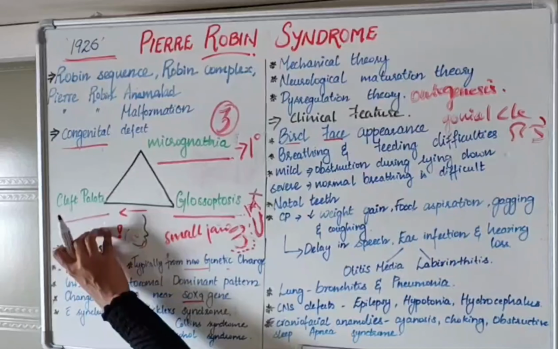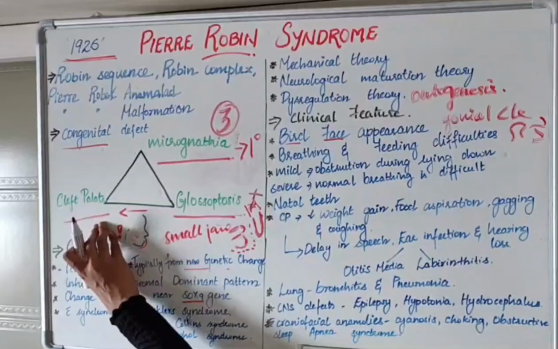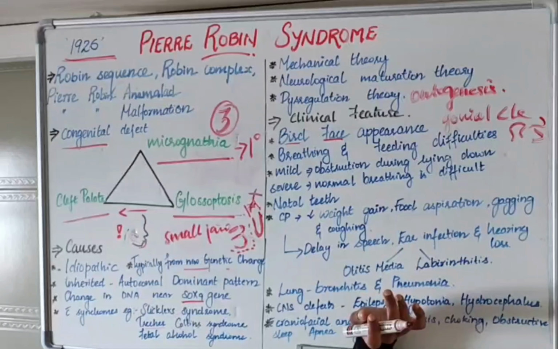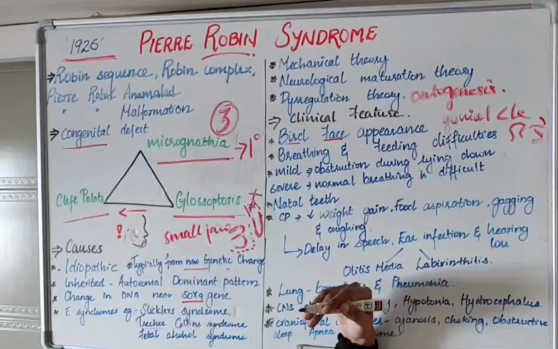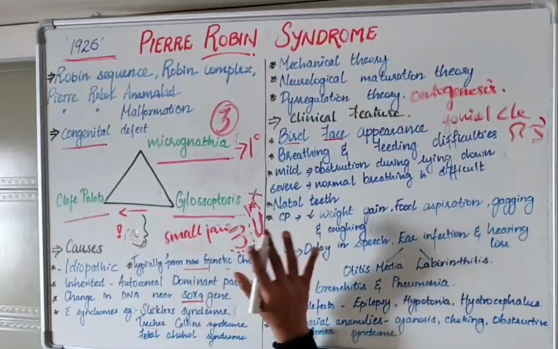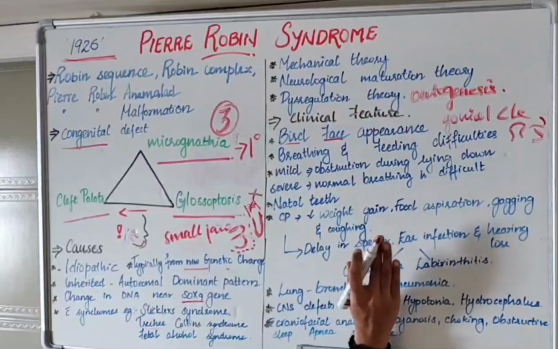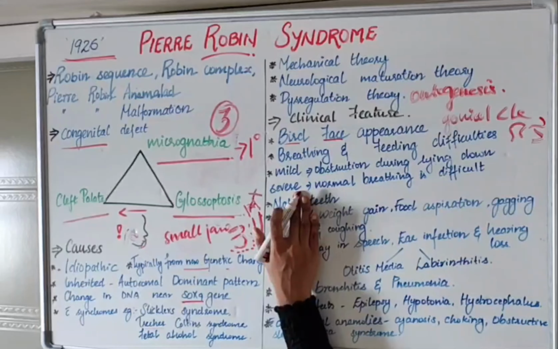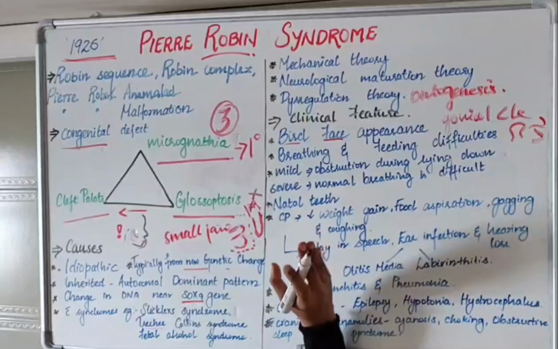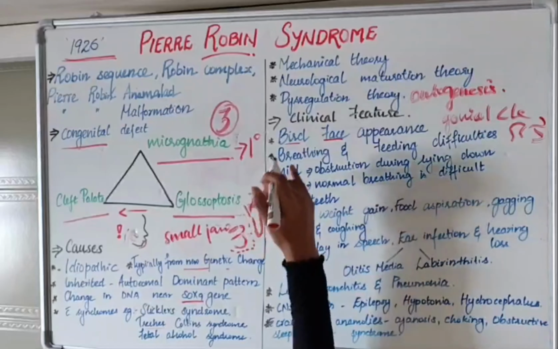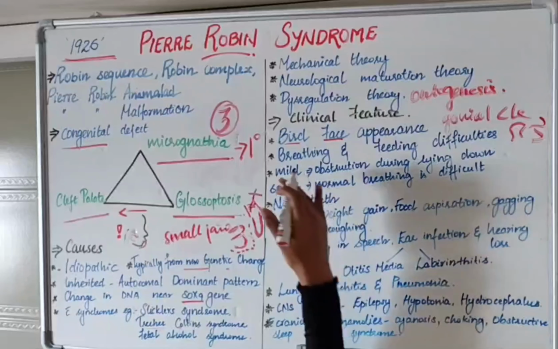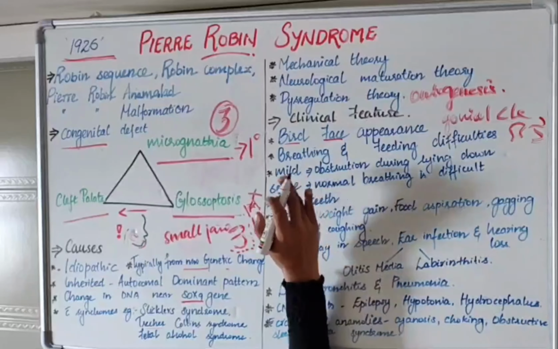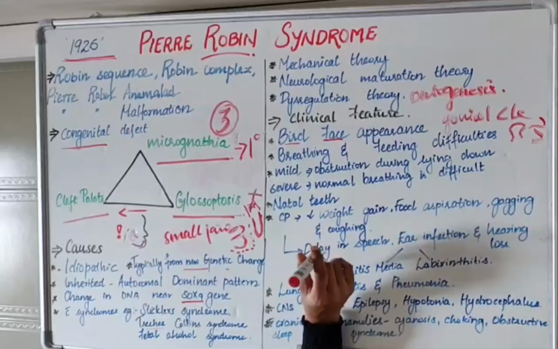Next, cleft palate. If cleft palate is there, what is the patient going to suffer from? Feeding difficulty. So that is breathing and feeding difficulty. If it is mild, the airway obstruction will be only during the sleeping position or lying down position. When it is very severe, even normal breathing can be very, very difficult for these patients. So this breathing and feeding difficulty can be mild to severe. It's okay if you don't even mention mild to severe.